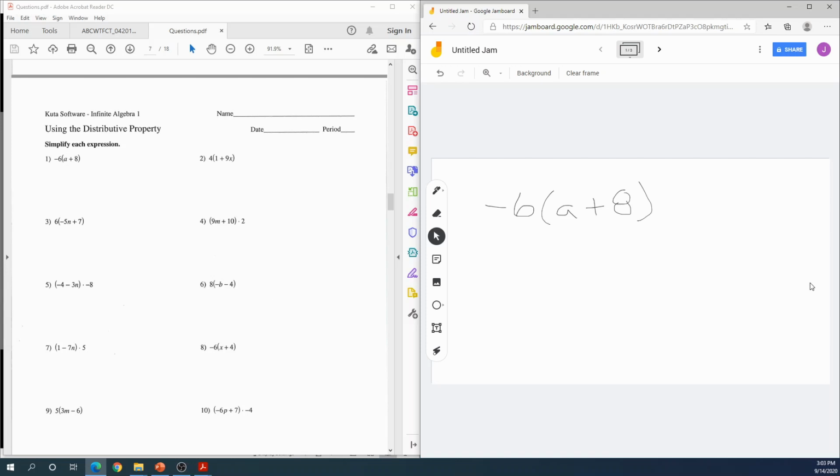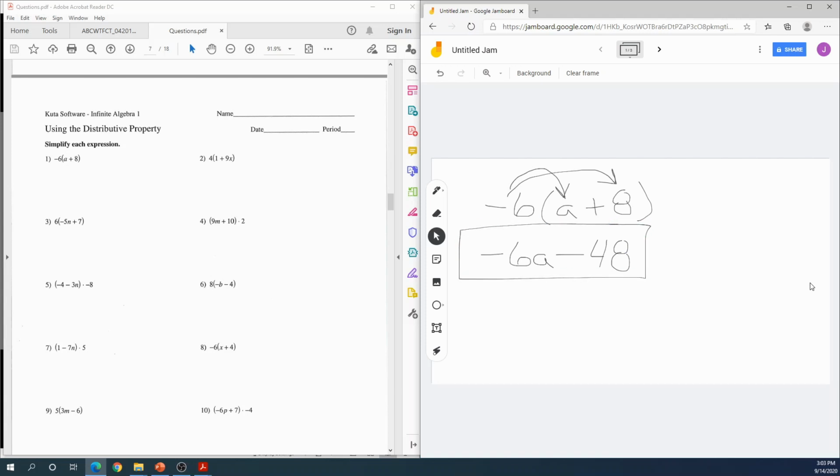So what we're going to do is the distributive property. So we're going to take minus 6 times a, and we're going to add that to minus 6 times 8. So minus 6 times a would be minus 6a. Minus 6 times 8 is minus 48. And that's the distributive property.